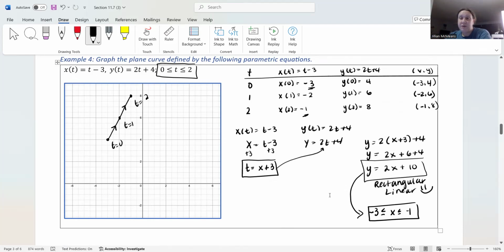Okay, so in the next video, we're going to look at this example again, but very specifically on a calculator. I want to show you how you can graph parametric equations on the calculator. Okay.